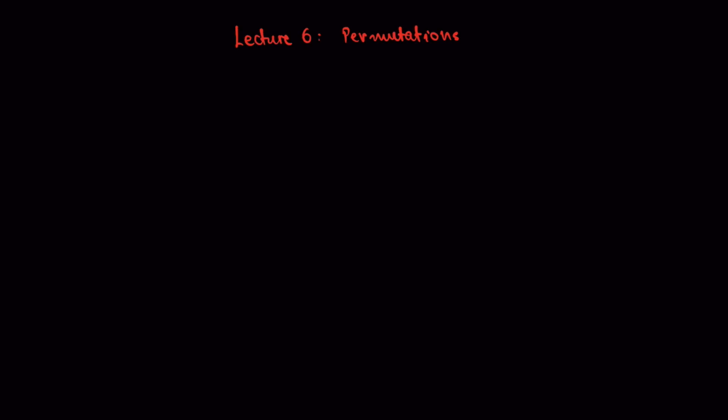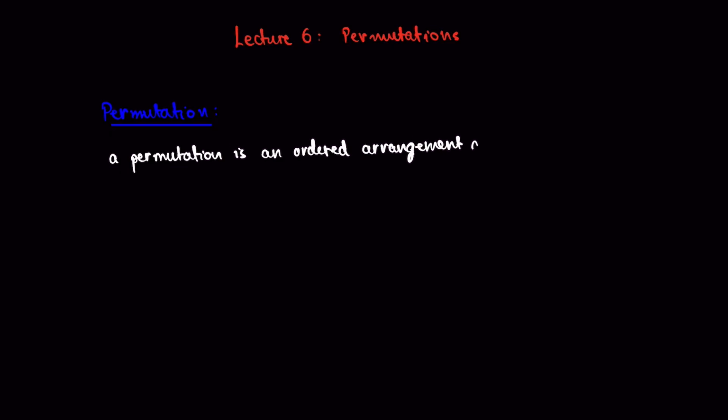Hello everyone, in this lecture we're going to continue talking about counting principle, more specifically on permutations. So a permutation is an ordered arrangement of n distinct objects. There are two requirements for this setup. The first one is that no object can be selected more than once, and the second condition we need to impose is that the order of the arrangement matters.